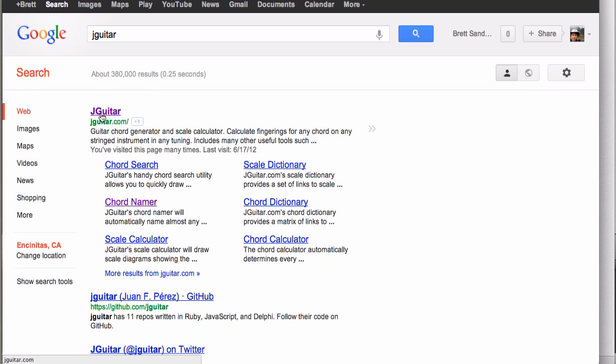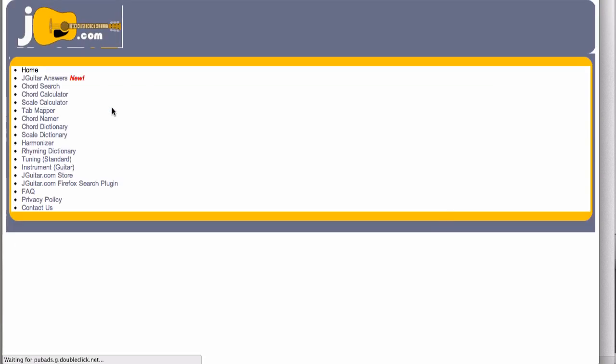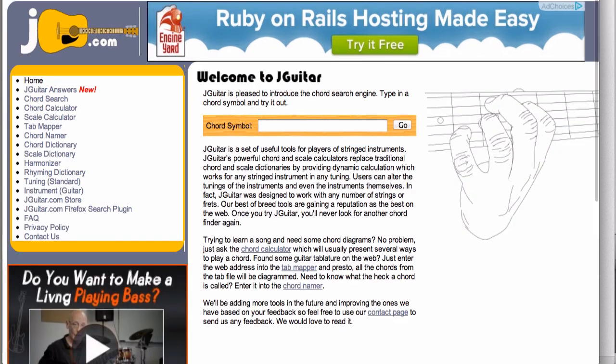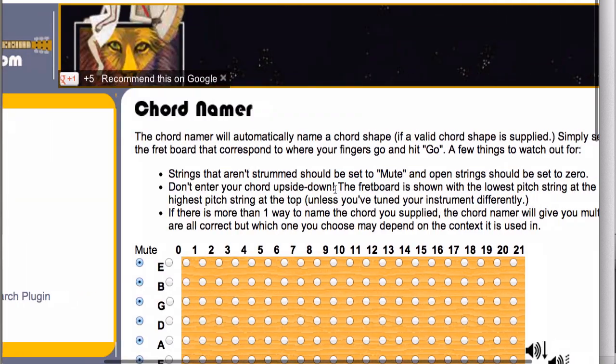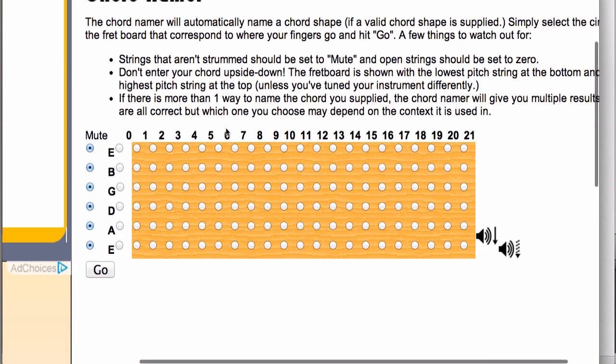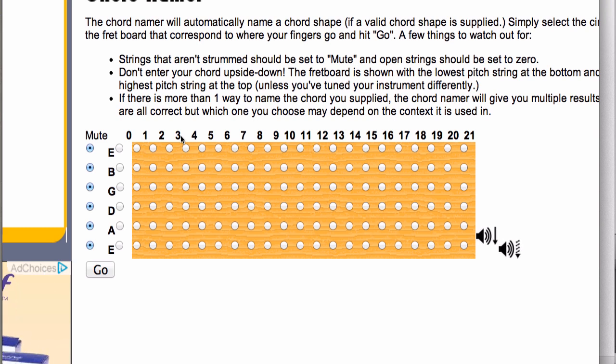So what you want to do is type in JGuitar, and then go down to Chord Namer, and click on that, or you can just click on JGuitar. I'll make it a little bigger. And if you look on this little sidebar, you can find Chord Namer right there. Click on that. So this is a really cool tool. What you do is you just put in the fret numbers on this fretboard, and then it will give the possible names for the chord.